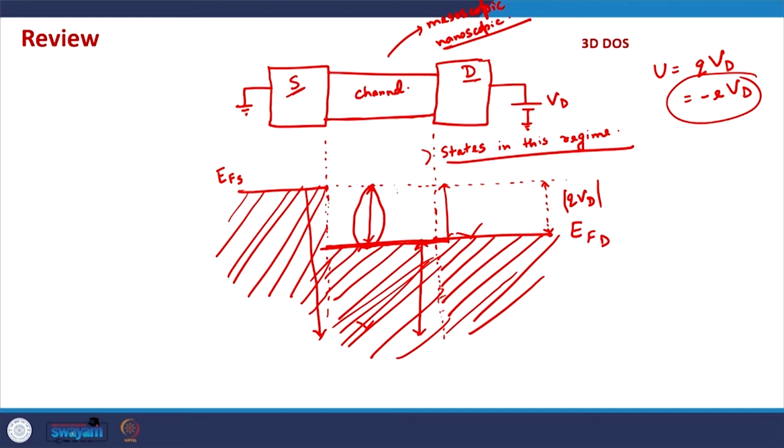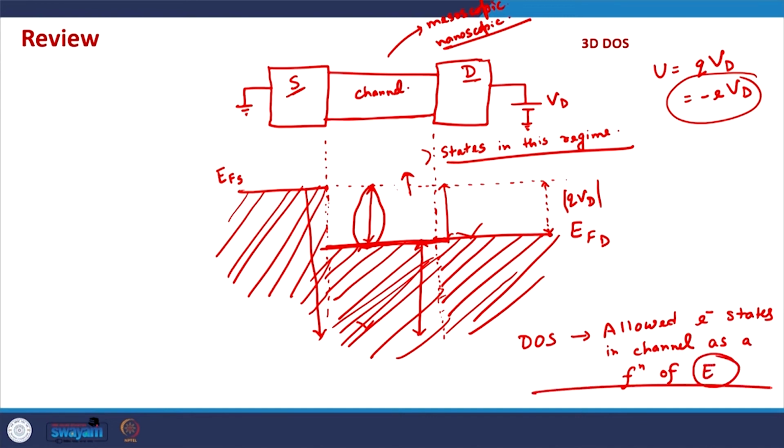That is why the number of electronic states in the channel is a very important idea, because in order to understand the conduction in devices or in materials, apart from the applied voltage, we need allowed electronic states in this regime, the regime between the source Fermi level and the drain Fermi level, and that is why we are trying to understand the idea of the density of states, because the density of states tells us about the allowed electronic states in the channel as a function of energy. So, we will be able to know how many electronic states exist as a function of energy in the channel.